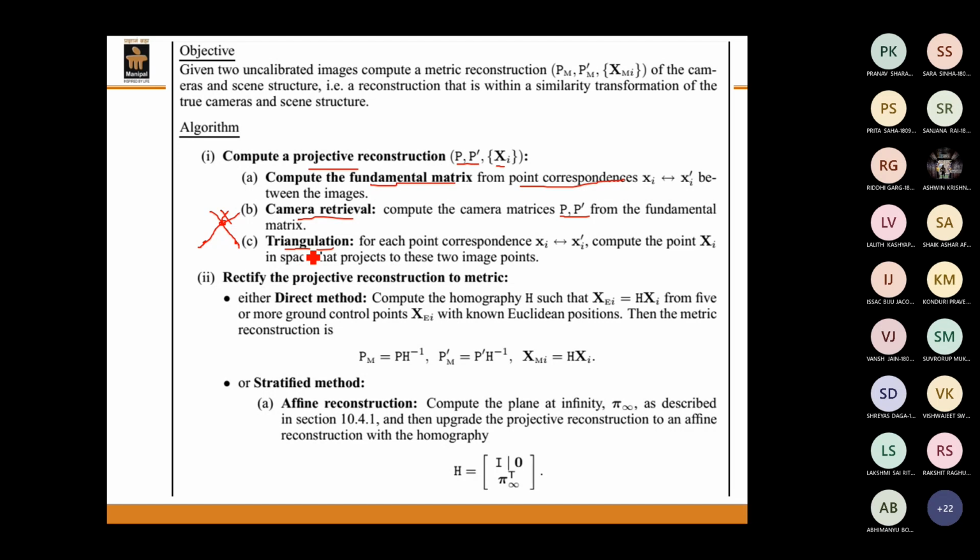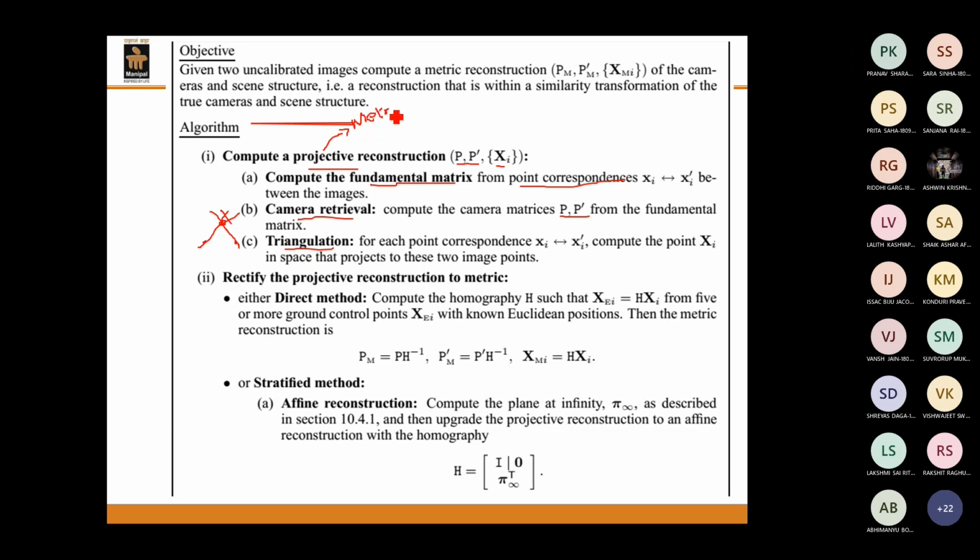Now, if we want to make some measurements of the reconstructed model, we have to ensure that the reconstruction is in the metric space or the Euclidean space, right? So if we want to go to the metric reconstruction, what we need to do is go from the projective space reconstruction to the Euclidean space, or basically the metric reconstruction, right?